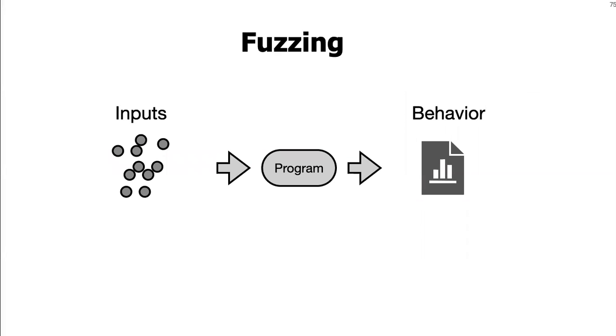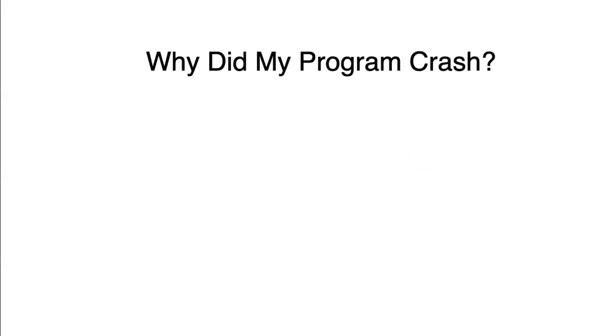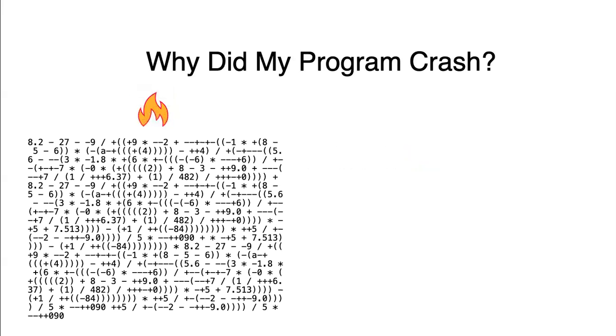Until now, we talked about the science of inputs. The next part of my talk is about the science of program behavior. Now, say we found a crash. Why did the program crash?